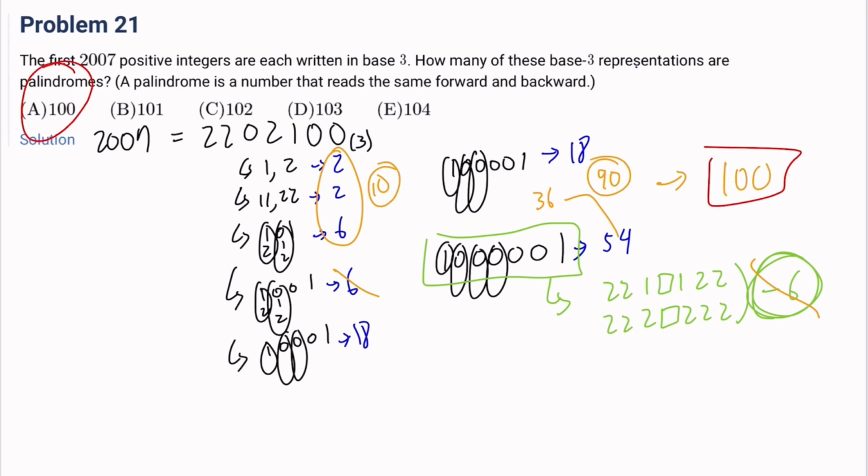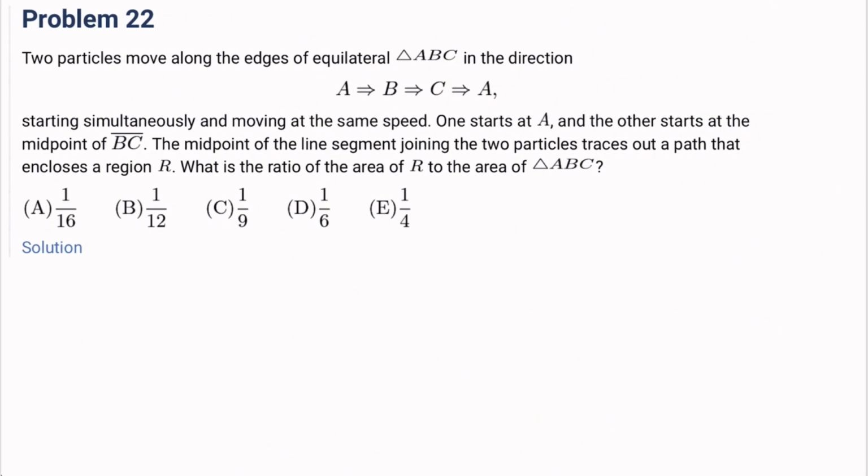It's A. Number 22, 2 particles move along the edges of equilateral triangle ABC in the direction A to B to C all the way back to A, starting simultaneously and moving at the same speed. One starts at A and the other starts at the midpoint of BC. The midpoint of the line segment joining the 2 particles traces out a path that encloses a region R.